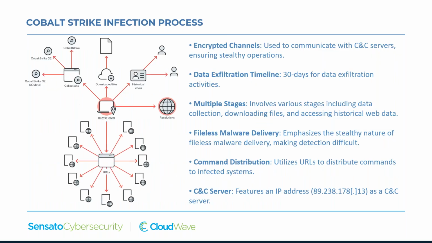A little bit about the infection process with Cobalt Strike. It uses encrypted channels. So when it talks back from the infected host to the CNC servers, it's using encrypted channels to be stealthy. This is why it's important to have decryption if you can get decryption in your environment. Data exfiltration timeline, typically about 30 days for data exfiltration. Multiple stages involve data collection, downloading files, and accessing historical web data.